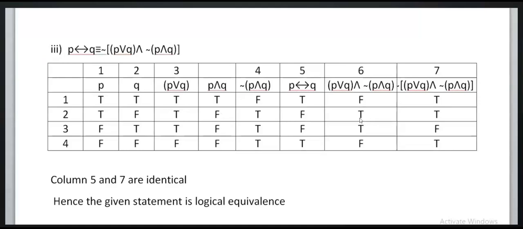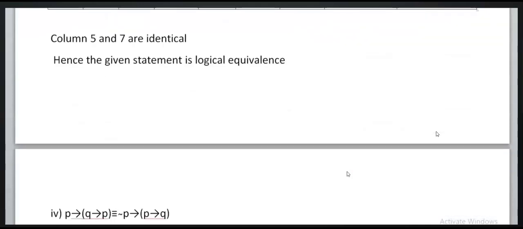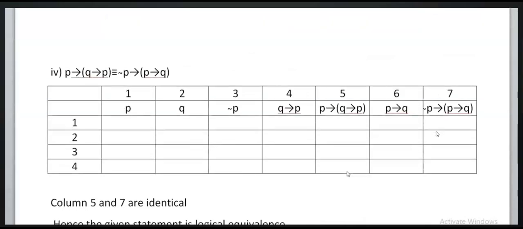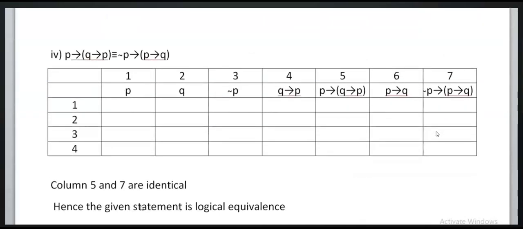And its negation, that will be the F here. Therefore, now the column number 5, T, F, T. 5 and 7 are identical. Sometimes it happens, then we can change it as well. Now the fourth one.